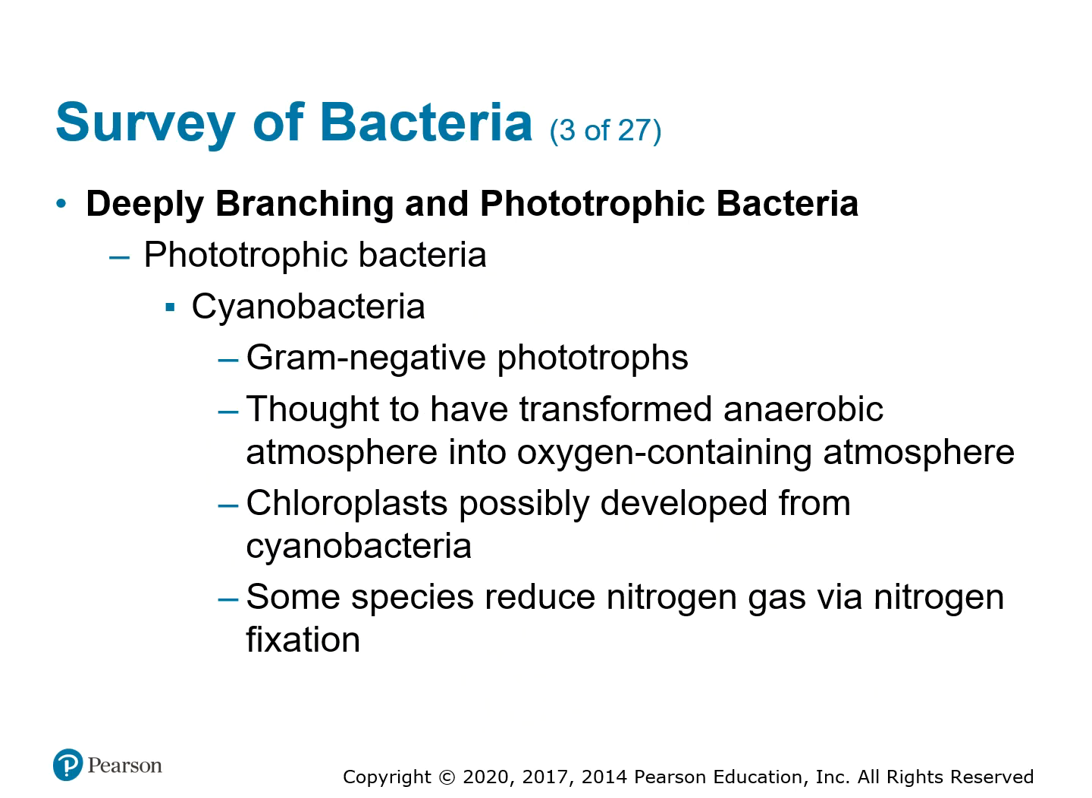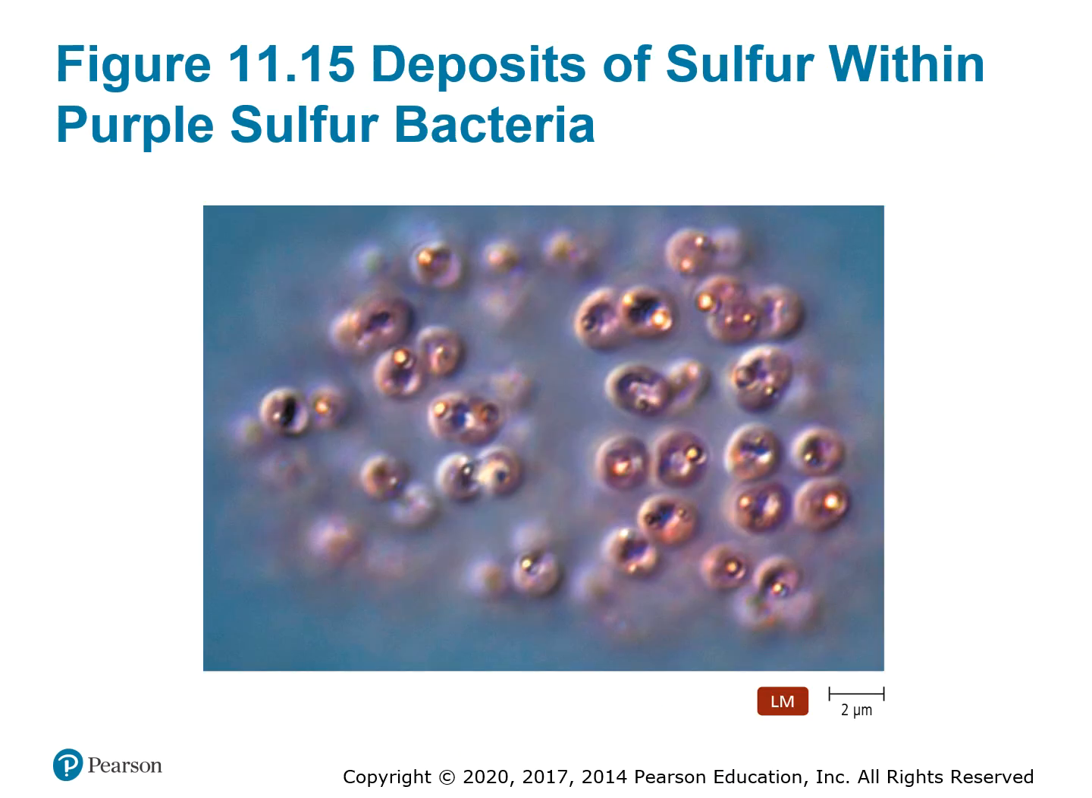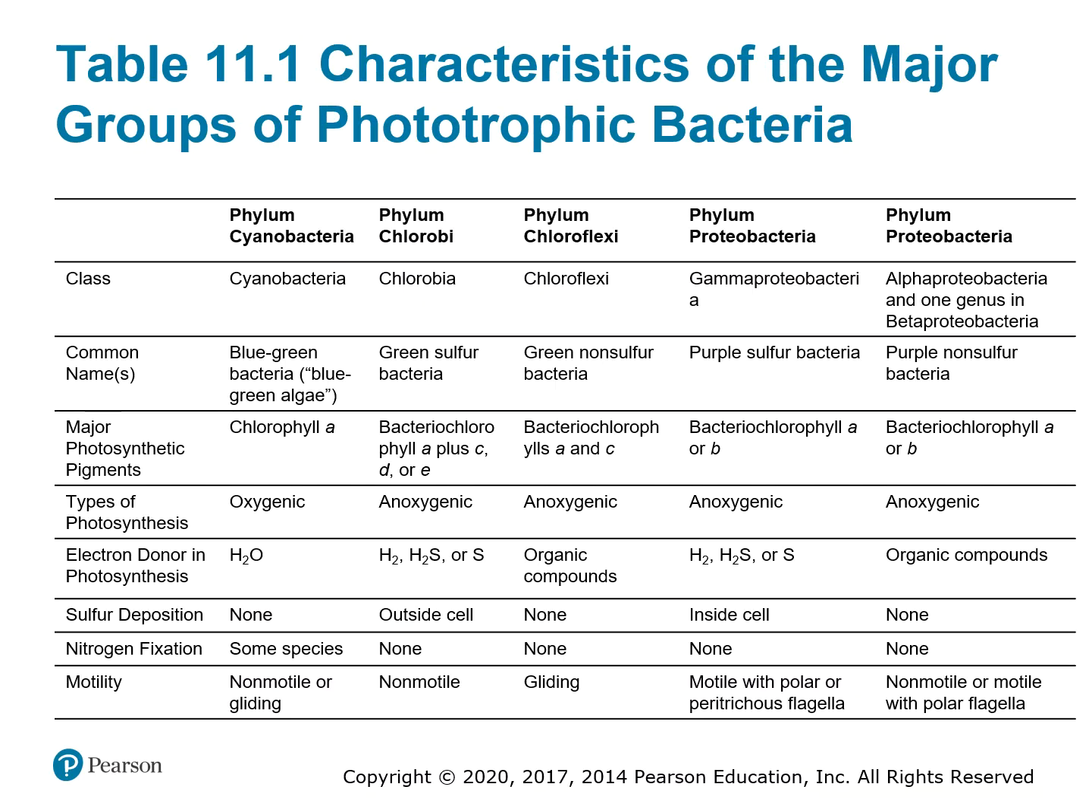The cyanobacteria are gram-negative phototrophs. They're thought to have transformed an anaerobic atmosphere into the oxygen-containing atmosphere that we see now on Earth. Chloroplasts possibly developed from cyanobacteria, and some species reduce nitrogen gas via nitrogen fixation. And here's what they look like. If you get them underneath the microscope, they're green. Here are some purple sulfur bacteria, named accordingly. And then here is just a chart.